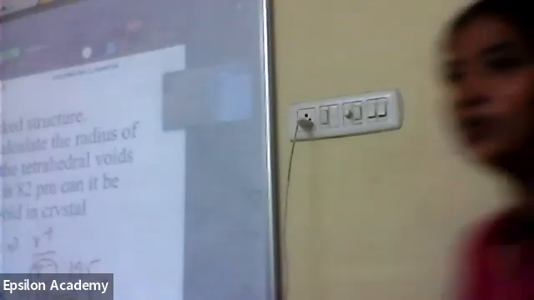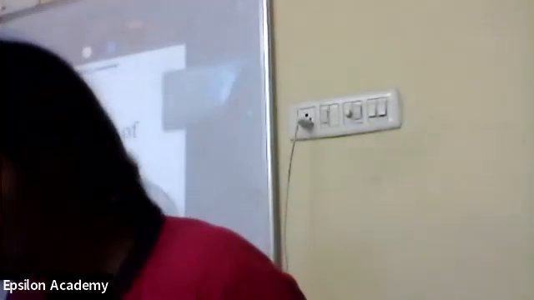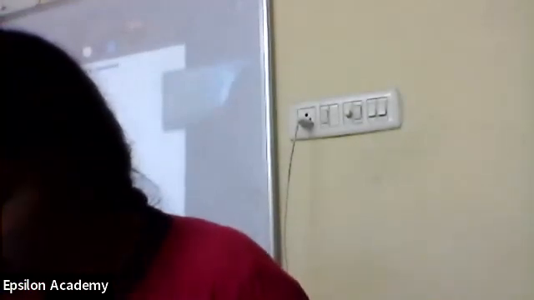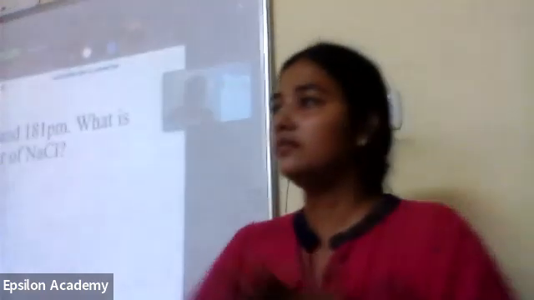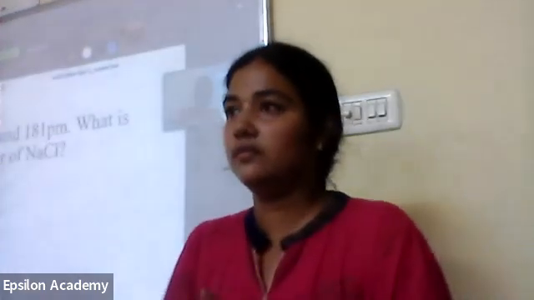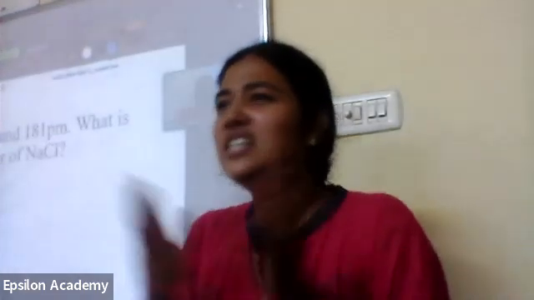What is the range? 0.442, which means it is within 0.414 to 0.734. It comes under octahedral void. Very good. Shall we move to our next thing? Do you want me to calculate this? Second one? No, do this thing. Easy peasy question.